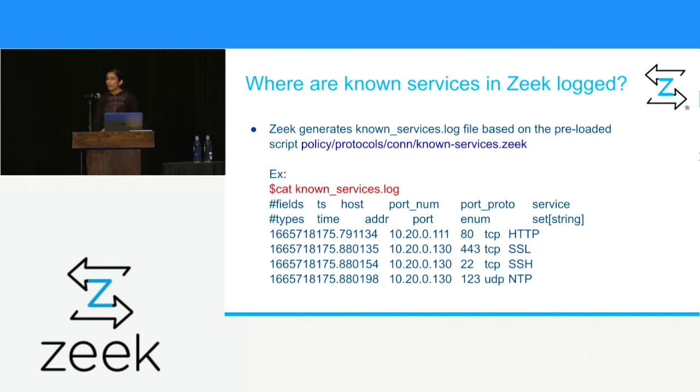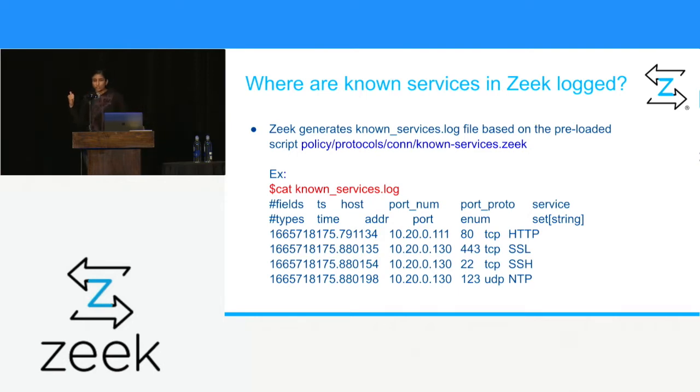So where can you find the known services? As I mentioned, if you are a user of Zeek, you would already know that there is a knownservices.log file that Zeek generates. And there is a policy script that resides in the policy protocols conn folder, which is called knownservices.zeek, and that has the logic of determining whether the service is active and which port is being used by the service.